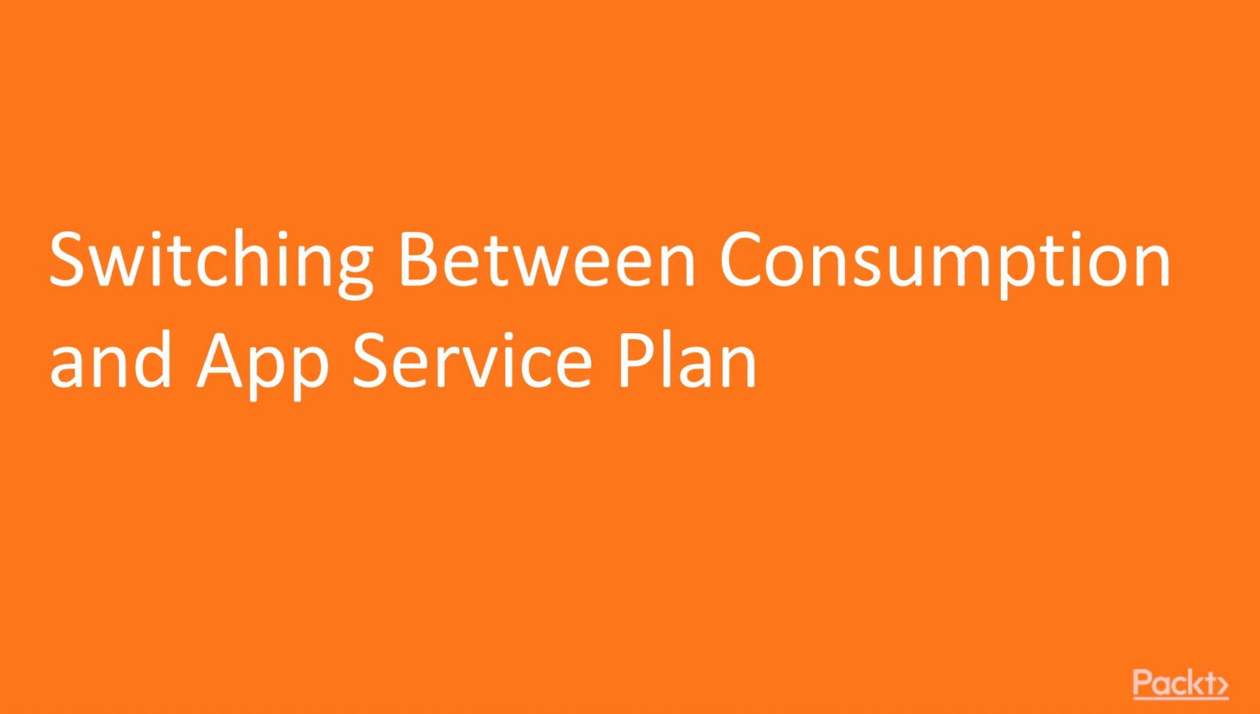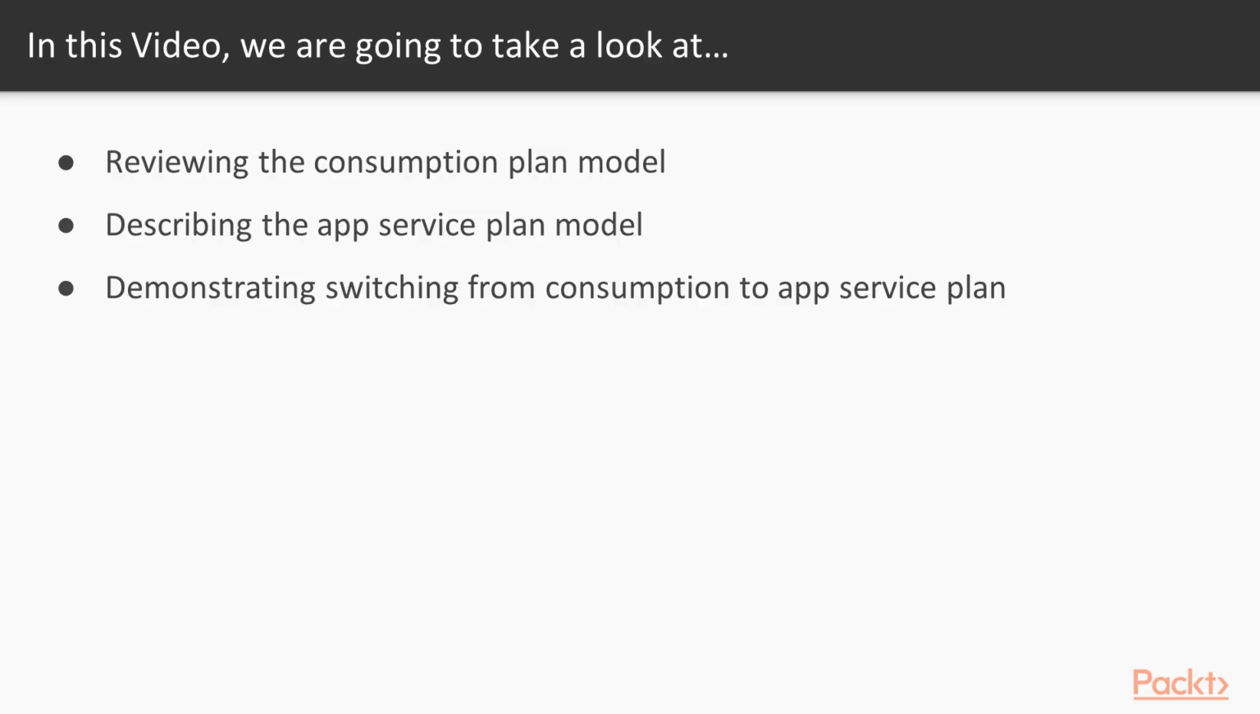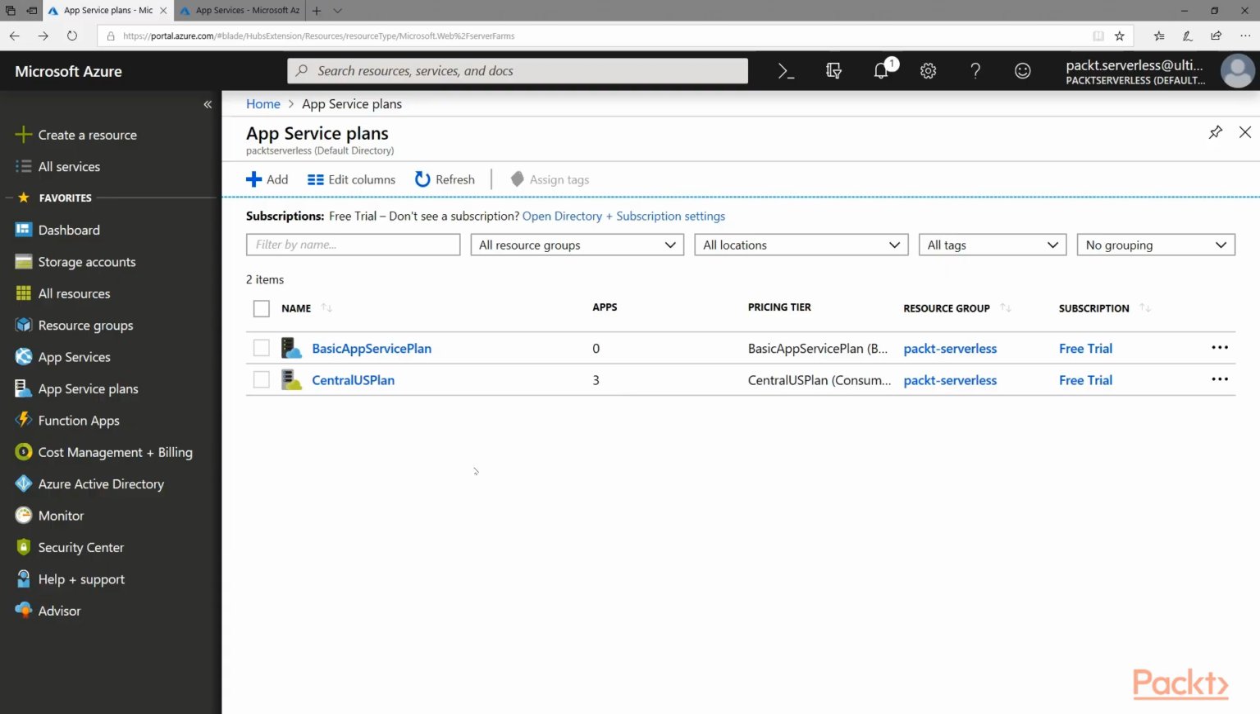Welcome to the video, Switching Between Consumption and App Service Plans. In this video, you'll view the consumption plan model that we're using in our Azure Functions app. Then I'm going to describe the app service plan model and demonstrate how to switch from consumption to app service plan.